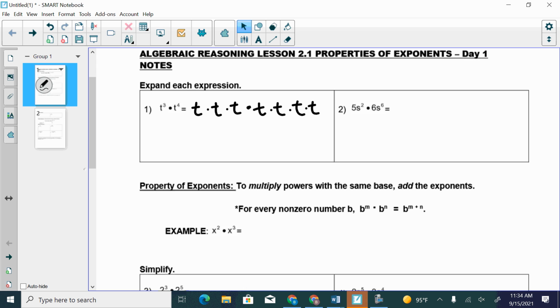Okay? So now that I have it written all out here, how many t's do we have? 7. So this is equivalent to t to the 7.